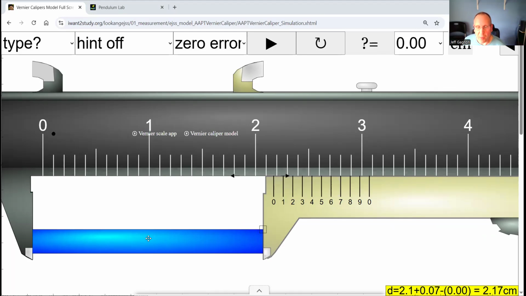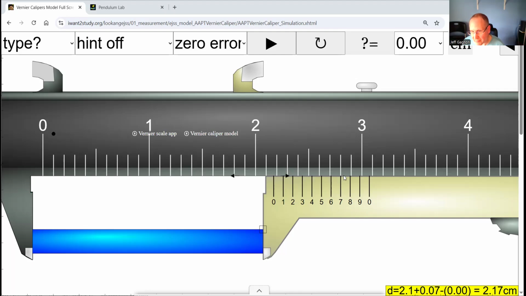So again, I want to read where the zero is on the main scale. In this case, it's past 2.1, right? Because this marking would be 2.1 and not quite 2.2. Eyeballing it, it looks like it's a little bit past halfway, so it might be 2.16, 17, 18, somewhere in there. To get that last digit exactly, I look on the vernier scale. And sometimes this is difficult to do. Sometimes you kind of have to guess.